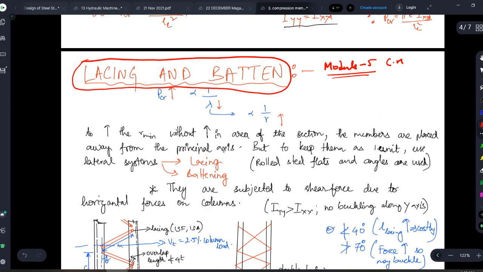So when I am constructing some compound column, let us say you are constructing a column using C sections, okay? So using C sections, how will the column look? Let us say something like this. You will be seeing something like this. If you are seeing from the top, you will see the C section. So you have columns like this. So now what is my aim? My aim is to get r higher.